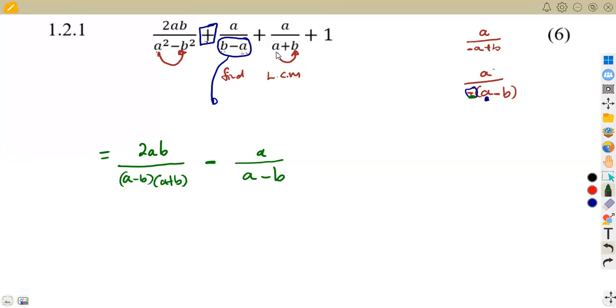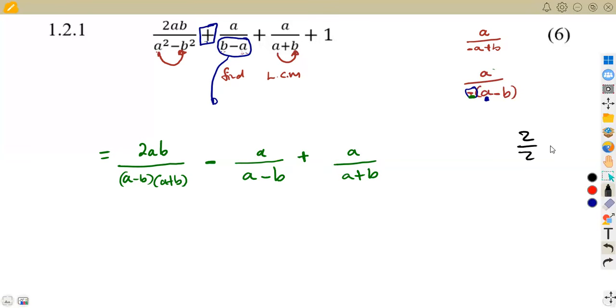All right, the next term, is there anything that we can do here? There's nothing we can do. We just have to rewrite it as it is. So this is going to be plus A over A plus B. All right. Then here we've got a plus 1. Is there anything that we can do on plus 1? Nothing we can do. All right. So here we can leave it like that, or we can write this 1 simply.